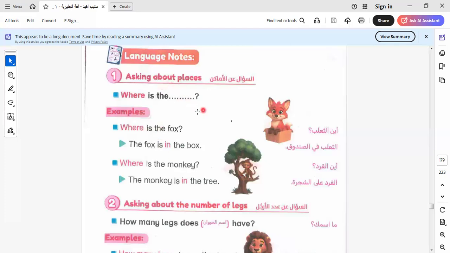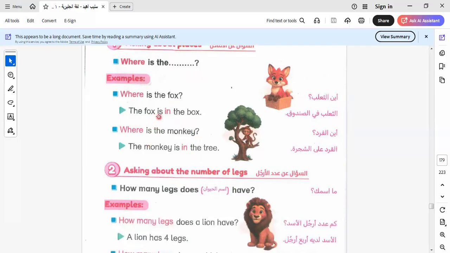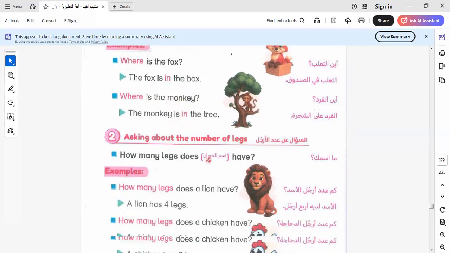Let's go to another one. Asking about places. So here I'm asking about the place. I use the preposition, like in here. The fox is in the books. Okay, here is the rhythm. You can say the fox is in the books. So this is the rhythm. Rhythm means the same sound. Where is the monkey? The monkey is in the tree.